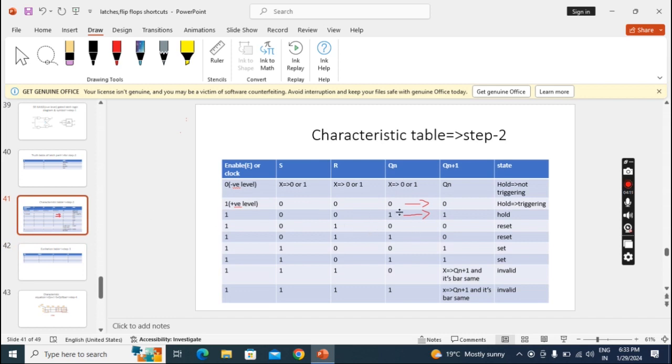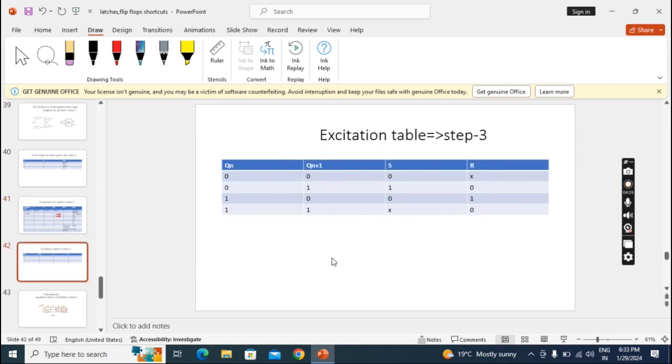Now we'll see for Qn plus 1 equal to 1 1, it will be at two places. So here at one place and here at one place. Here we are getting S value 0 and here we are getting 1. So yes, we are getting different, but R we are getting the same, which is 0. But S is different, so we write X. So like that we have to write the excitation table. Okay.